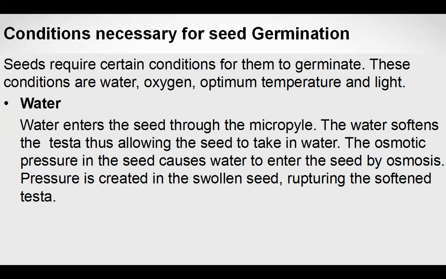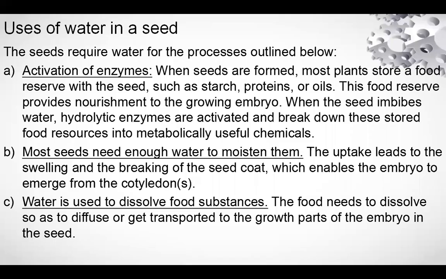Osmosis is the movement of particles from a region of low concentration to a region of high concentration through a semi-permeable membrane. So pressure is created in the swollen seed, rupturing the softened testa. So let's see the various uses of water in a seed. The seeds require water for the processes outlined below.